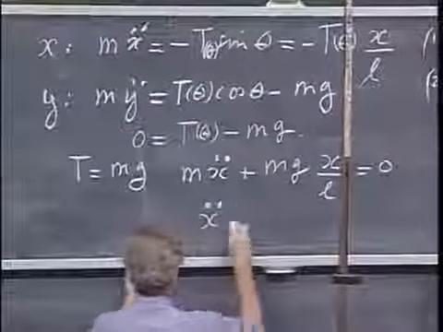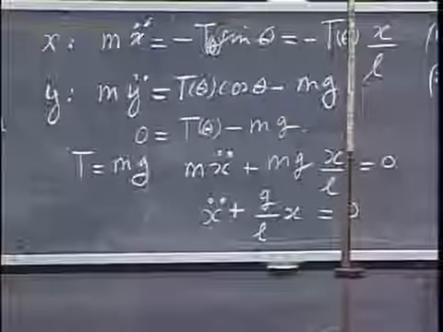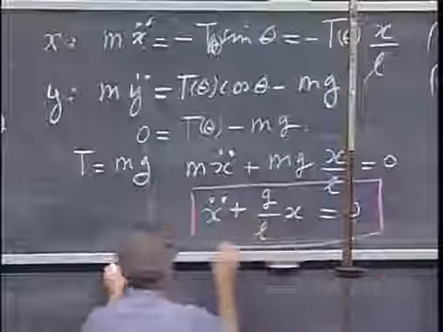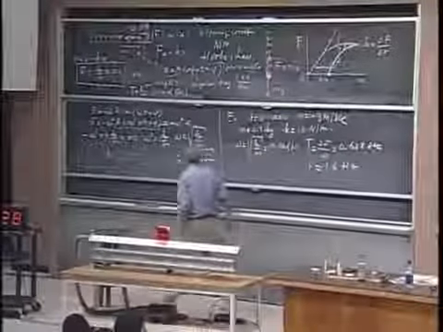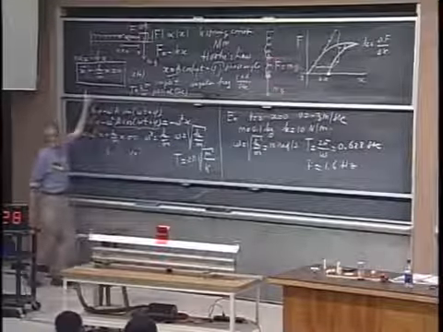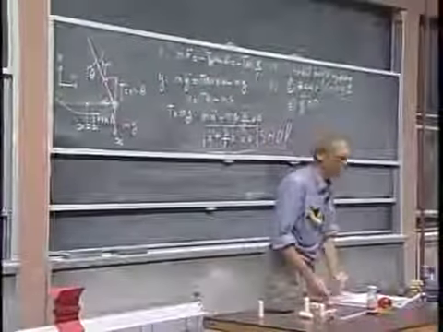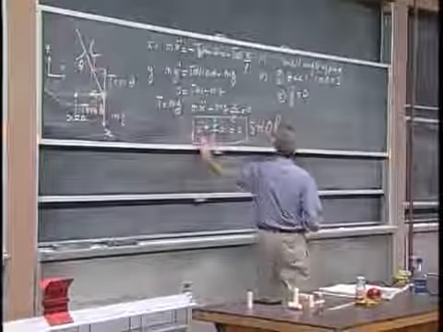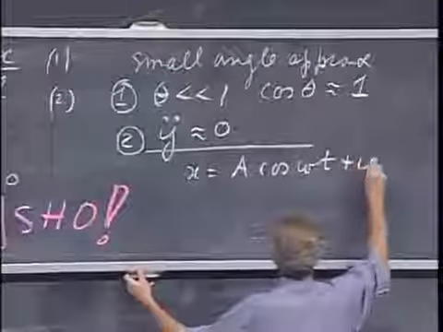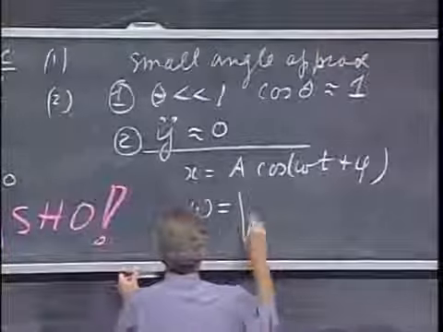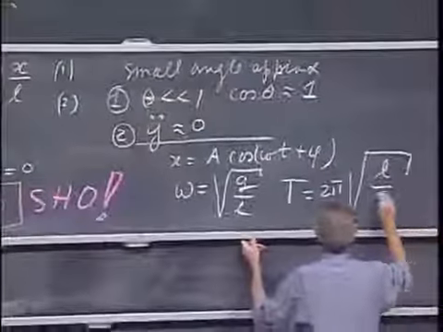And now comes the wonderful result: x double dot plus g over L times x equals 0. And this is such a beautiful result that it almost makes me cry. This is a simple harmonic oscillation. This equation looks like a carbon copy of the one that we have there. Here we have k over m, and there we have g over L. That's all. Other than that, there is no difference. So you can write down immediately the solution to this differential equation. x will be some amplitude times the cosine of omega t plus phi, just as we had before, and omega will now be the square root of g over L, and so the period of the pendulum will be 2 pi times the square root of L over g.